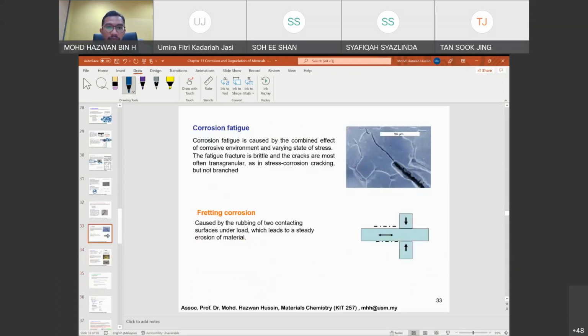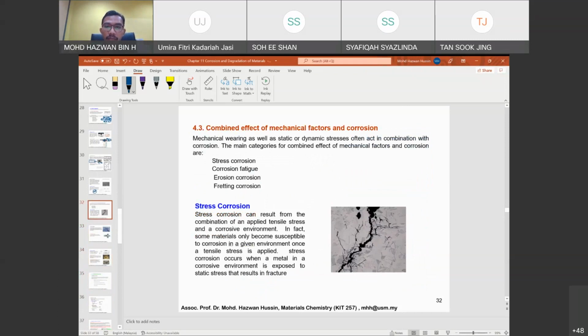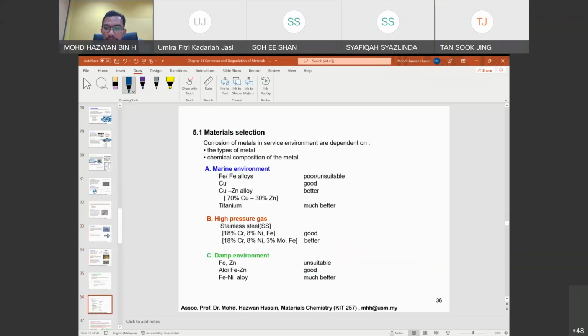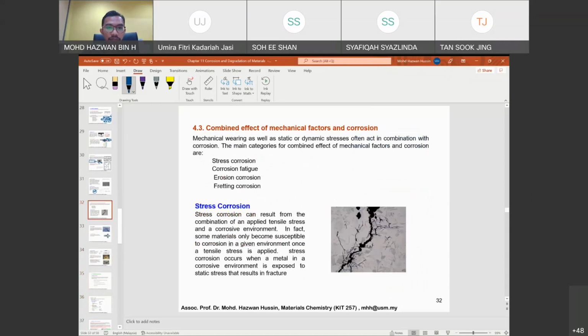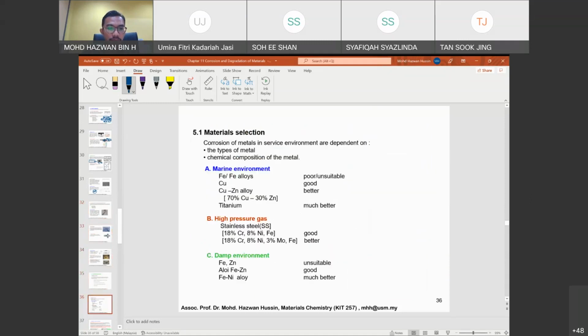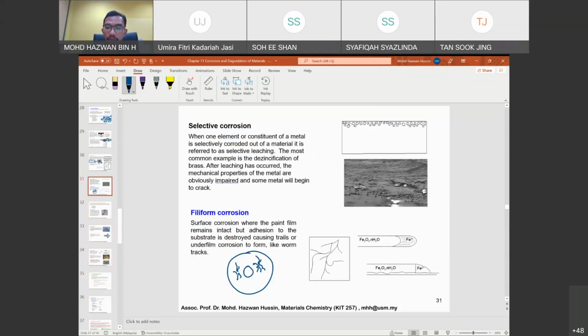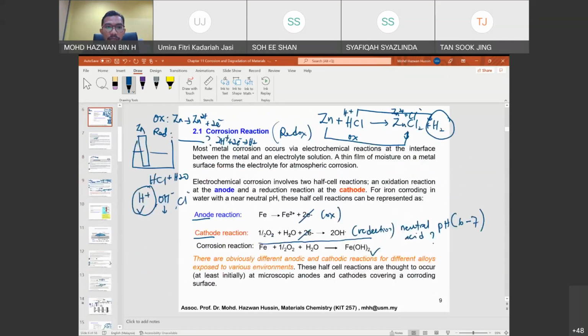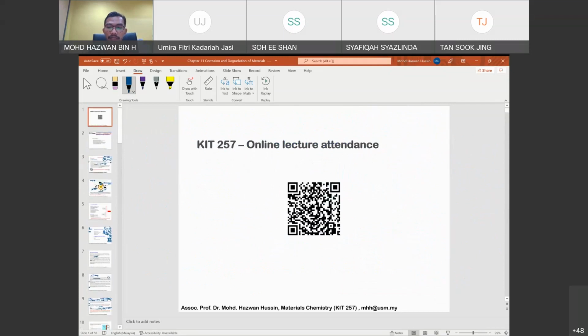Right. So for the combined effect of mechanical factors and corrosion, we can continue in our next lecture. But before that, are there any questions so far regarding calculating the corrosion rate, and also what we have learned today regarding types of corrosion, generally uniform corrosion and localized corrosion?